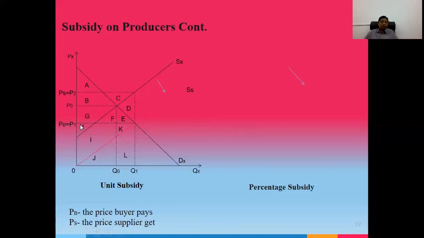Now, you can see the increase in producer surplus due to the subsidy is given by the area of BC. Producer surplus before the subsidy is given by the area of HT. The new producer surplus after the subsidy is given by the area of HGBC. Then the increase in producer surplus is given by the area of B plus C. This is the cost of subsidy.